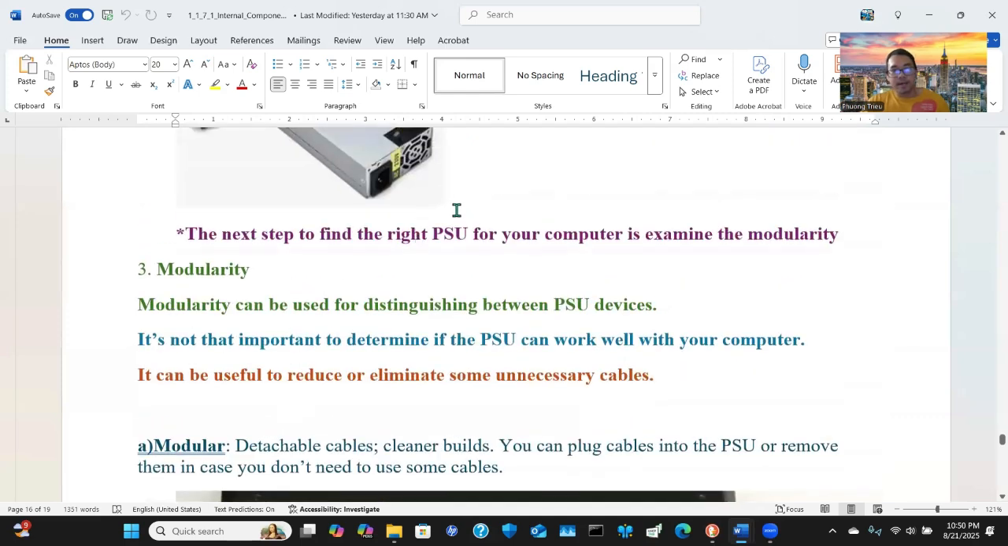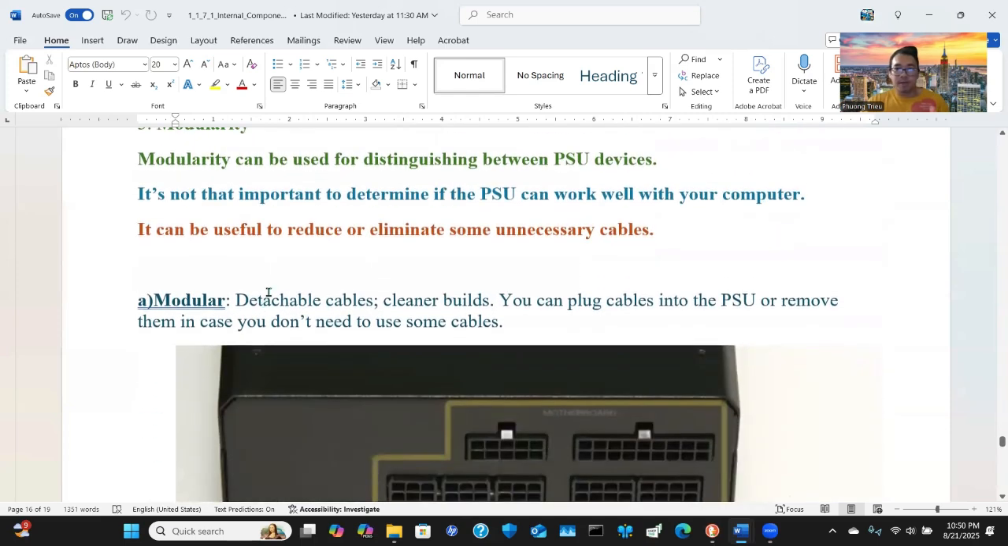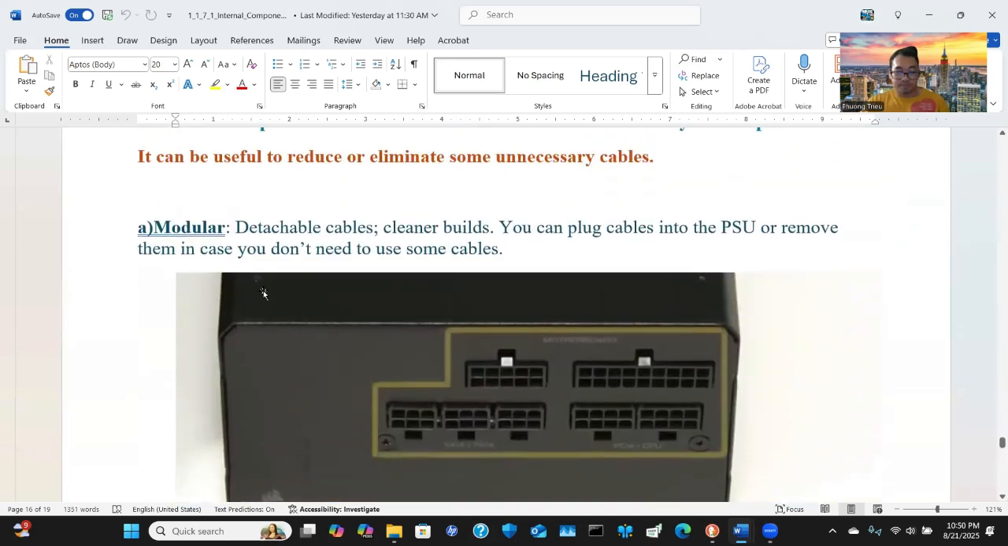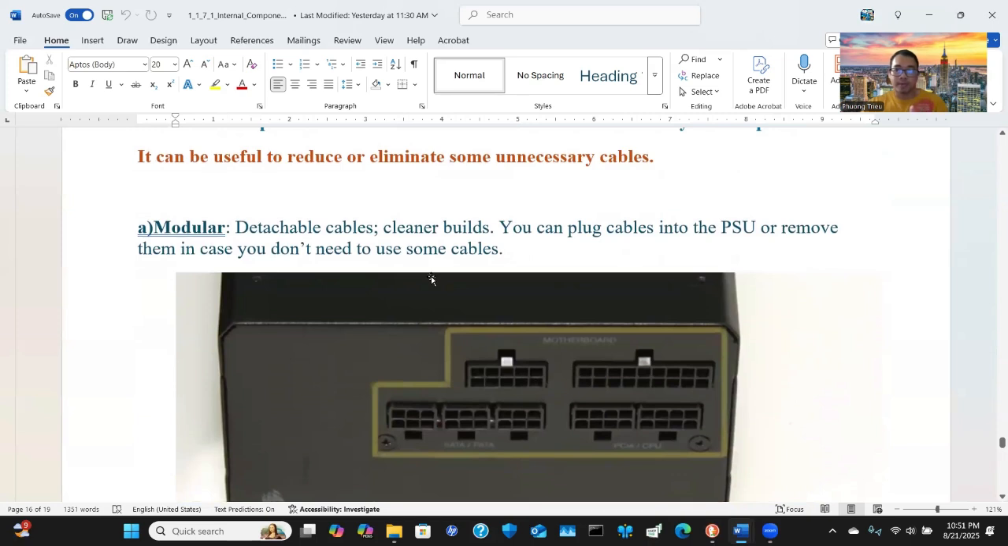So the next step to find the right power supply unit for your computer is to examine the modularity. Modularity can be used for distinguishing between power supply unit devices. It's not that important to determine if the power supply unit can work well with your computer. It can be useful to reduce or eliminate some unnecessary cables. So the first type of modularity is modular. Modular means detachable cables and cleaner builds, which means that you can plug cables into the power supply unit or remove them in case you don't need to use some cables.